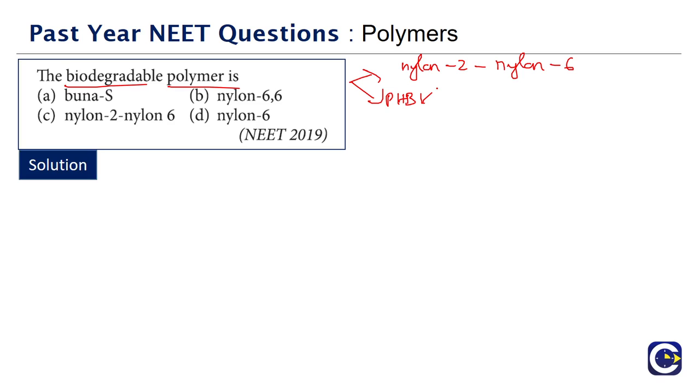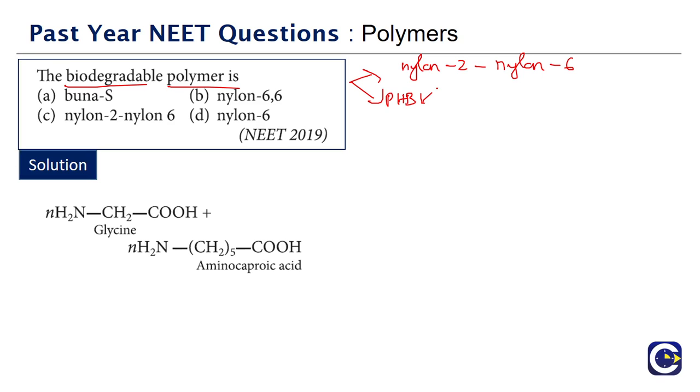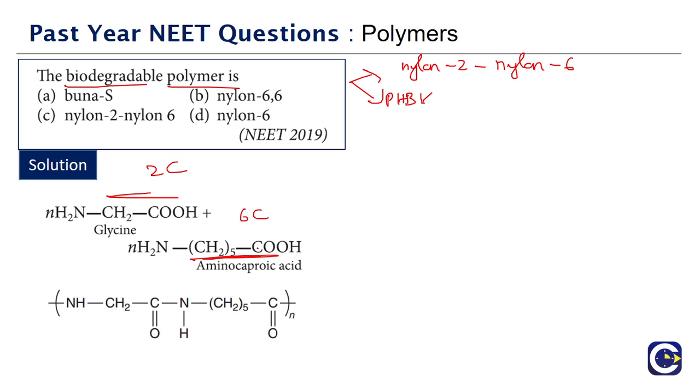So nylon 2, nylon 6, it is a polymer of glycine which has got 2 carbons, and amino caproic acid which has got 6 carbons. That's how the naming for these nylon polymers comes, based on the number of carbon atoms present in the respective monomers, correct? So nylon 2 nylon 6 is a biodegradable polymer, and this is used for the stitching of the wounds, because after a while the stitches will be degraded because of the biological activity. The answer for this is nylon 2 nylon 6.